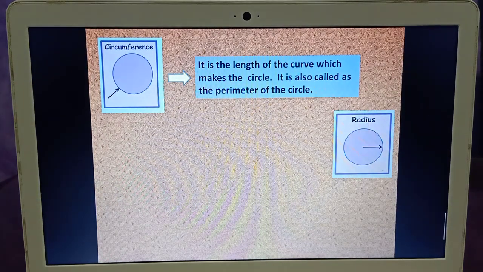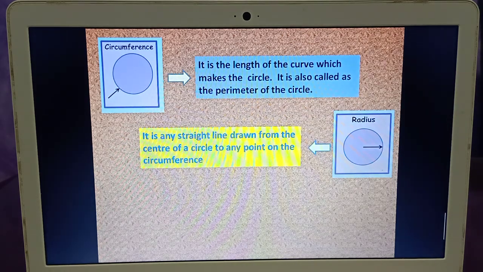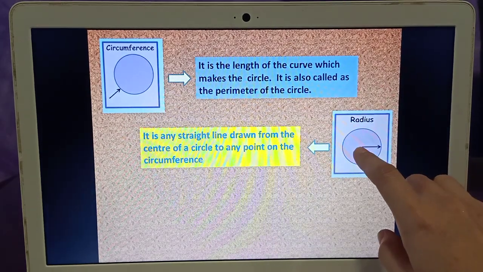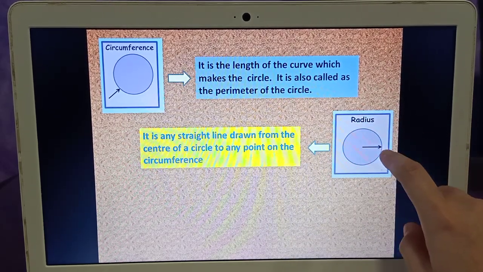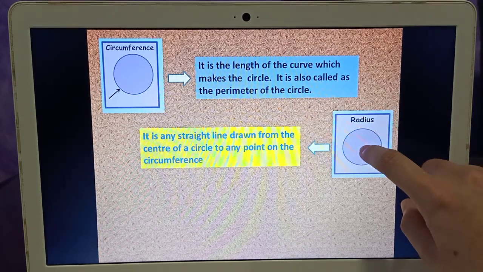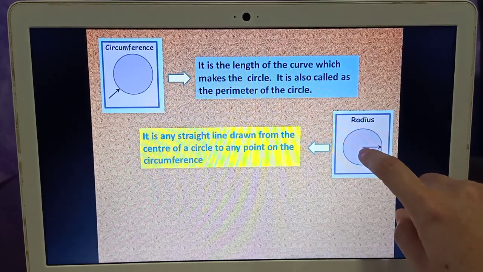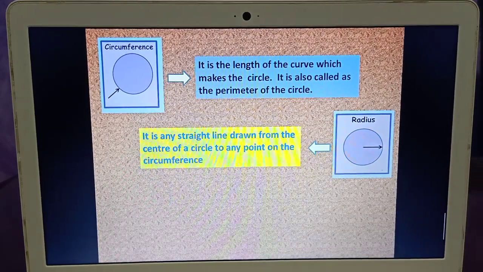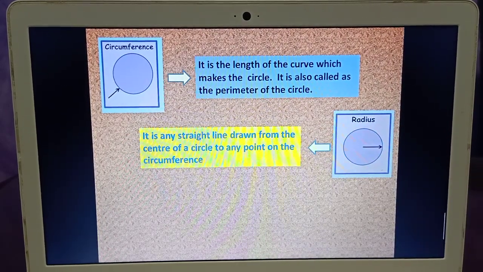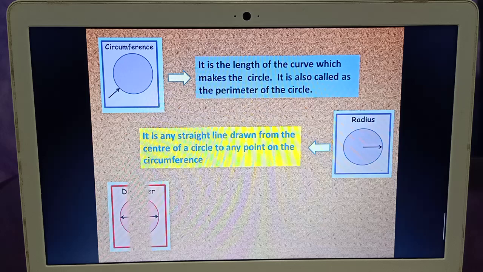How about radius? Radius is any straight line drawn from the center of the circle to any point on the circumference. Your radius could be drawn like this, or like this, or like this, as long as it is drawn from the center to any point on the circumference. And the radius of a circle is always equal.